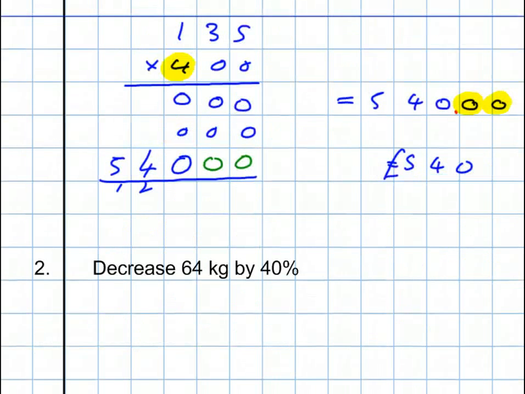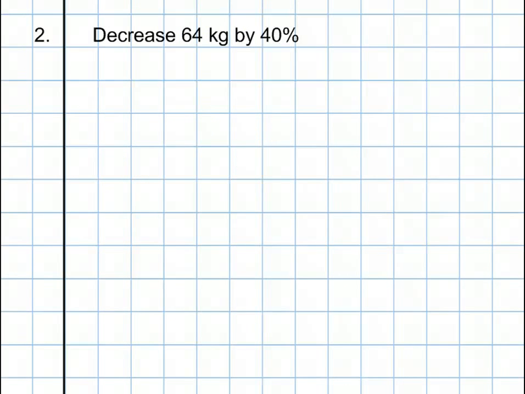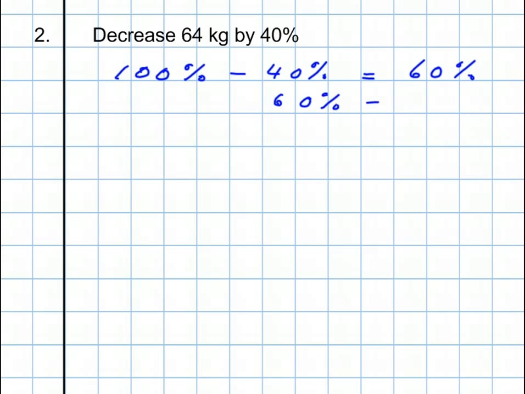Let's try that again. Decrease 64 by 40%. Works best with decrease. So we think 100%, we're decreasing it by 40%, so we take away 40% to give 60%. 60% as a decimal equals 0.60, or better still and simpler, 0.6. So I'm going to multiply 64 kilograms, remember with multiplication the order doesn't matter, times 0.6.